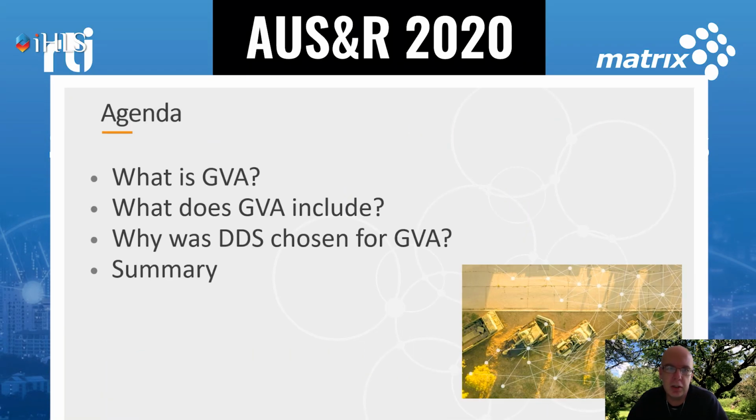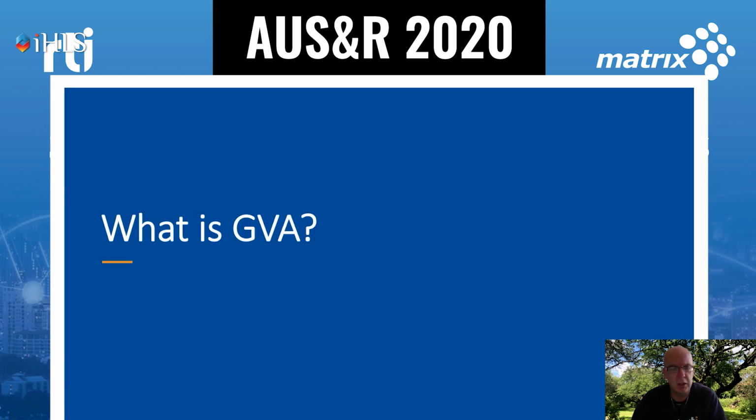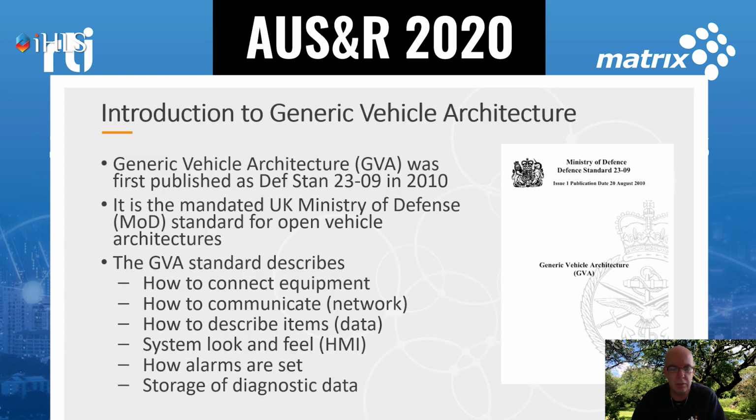So the generic vehicle architecture was first published back in 2010. It's actually a UK Ministry of Defence standard for open vehicle architectures. Everything that I'm going to talk about, by the way, for the next few minutes is best thought of in the context of the UK generic vehicle architecture. Other nations have created derived versions of GVA, and some aspects of the way that they use DDS in those derivative versions is slightly different, and I'll try and explain those as I go through these slides.